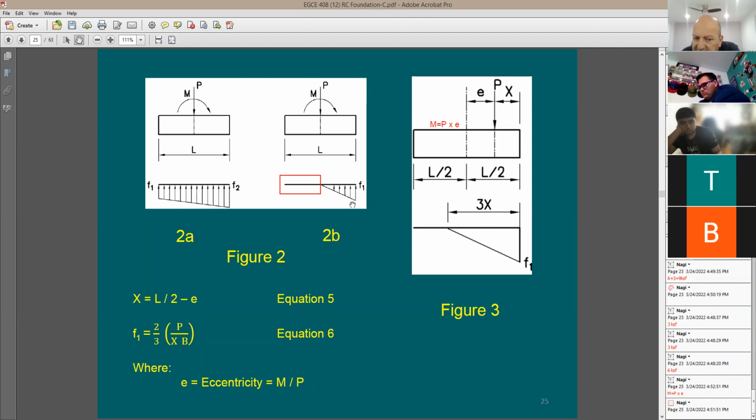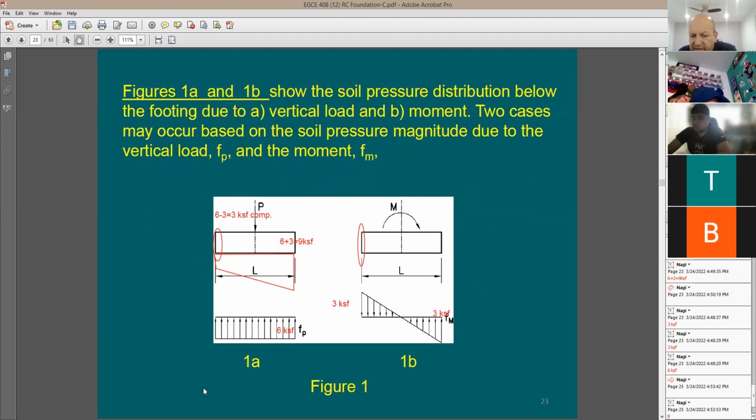Now, the stress that you have here, I can just give it to you by this equation. It says F1 equals 2/3 P divided by X divided by B. What is B? It's the dimension in the other direction. You know, this footing has a dimension perpendicular to the screen, right? So this dimension here is going to be called B. So I'm going to say this is here B. If this is a square footing, B equals L. So, okay, good. And I have here all definitions for all variables. So there are two ways here to solve for this problem, for the soil pressure when you have a vertical load and moment.